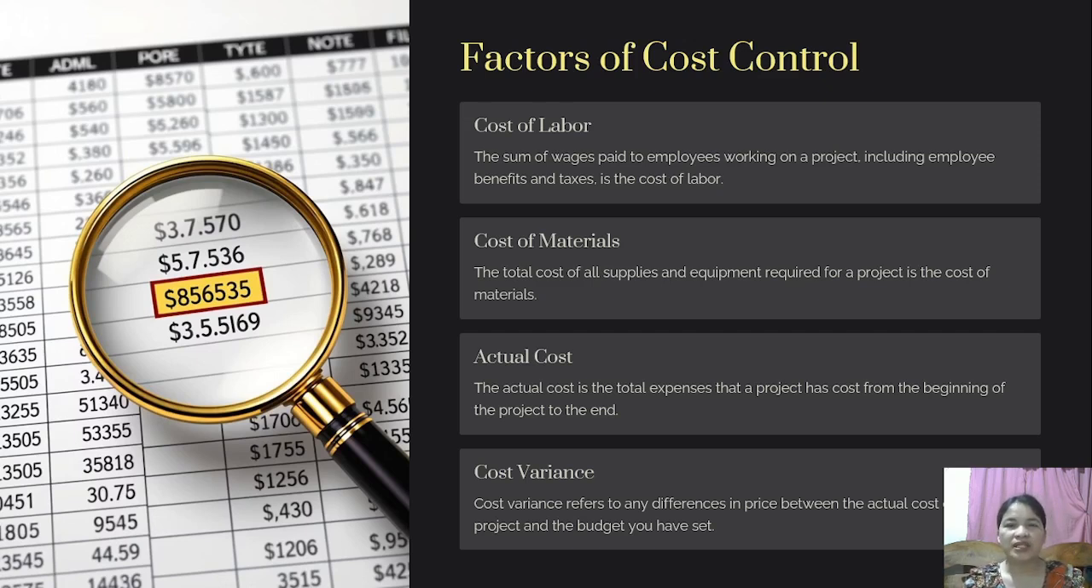The fourth one is cost variance. Cost variance refers to any differences in price between the actual cost of the project and the budget that you have set.